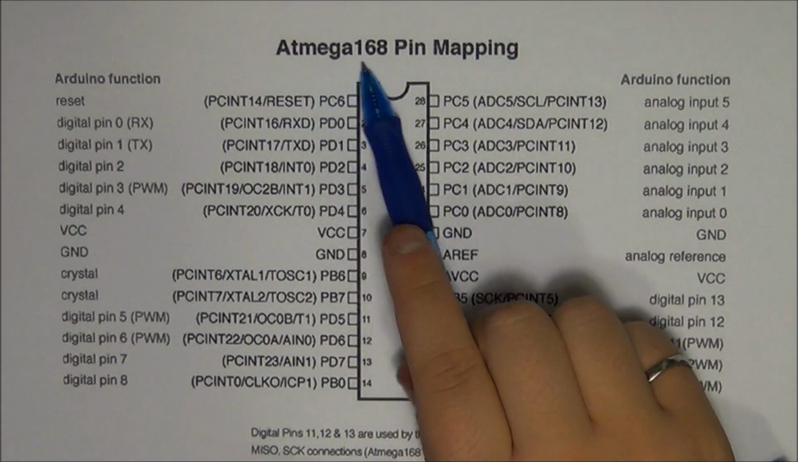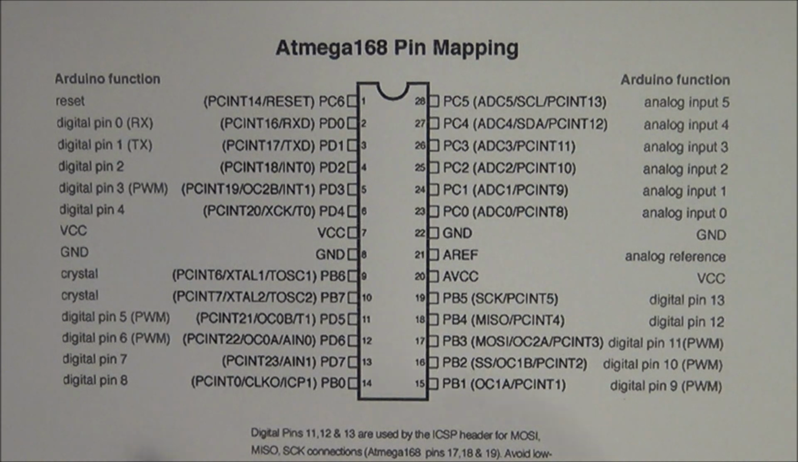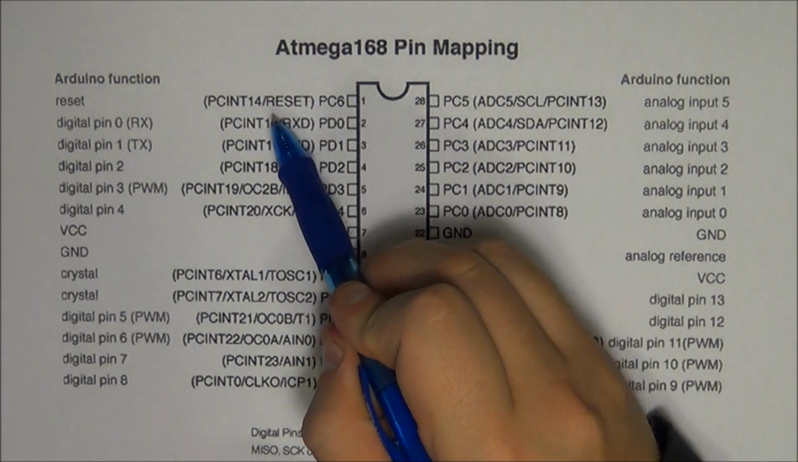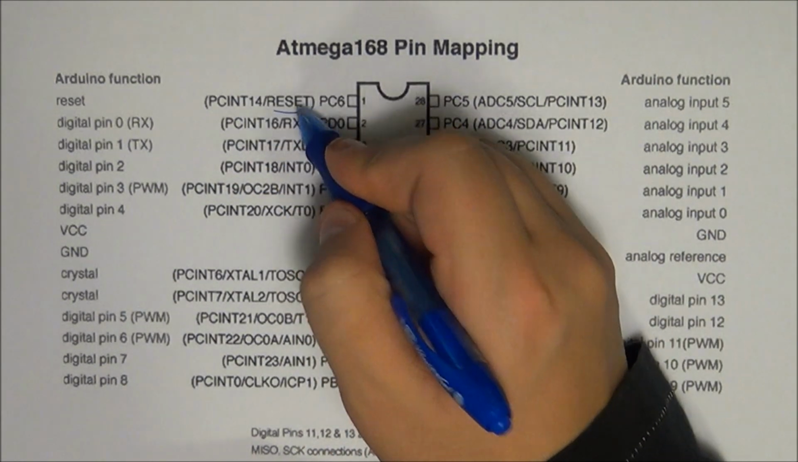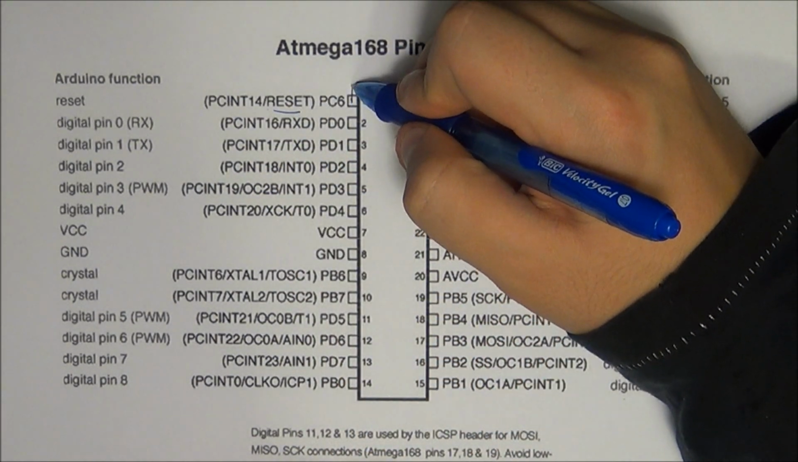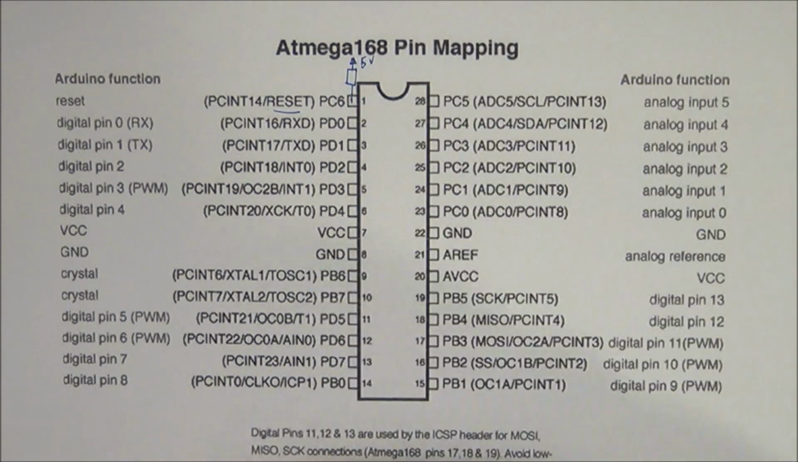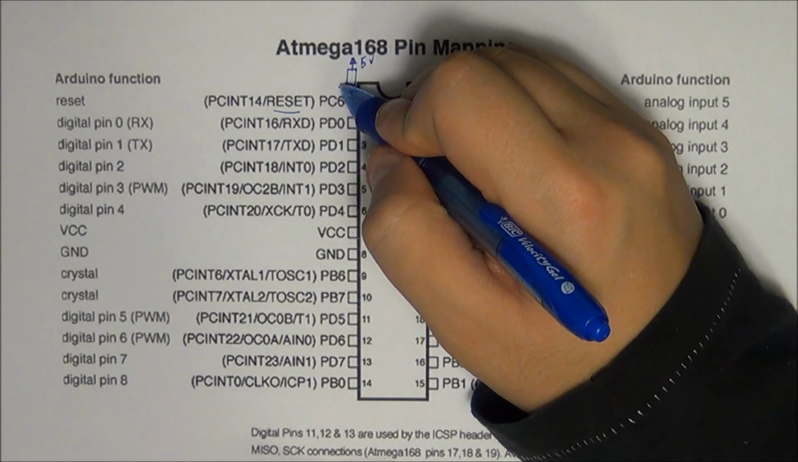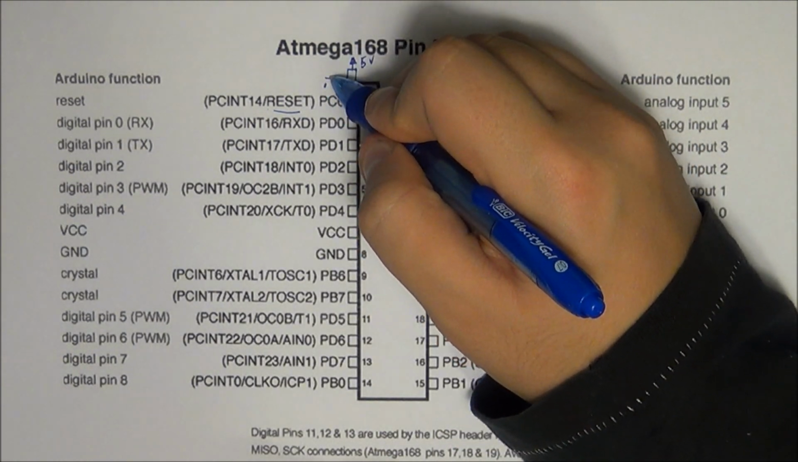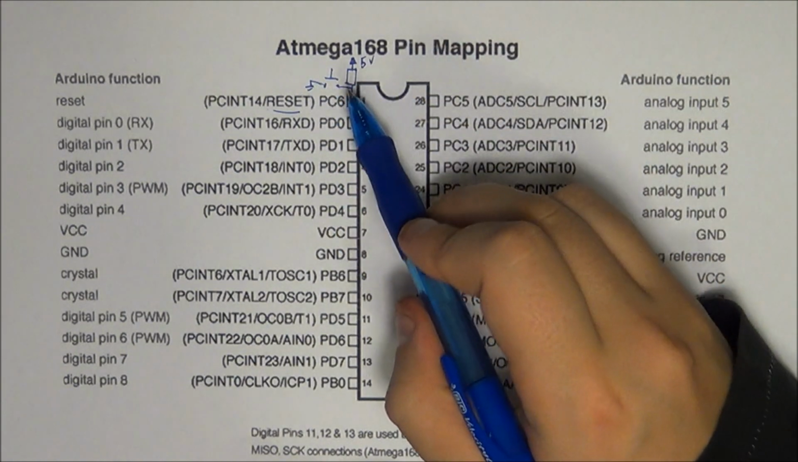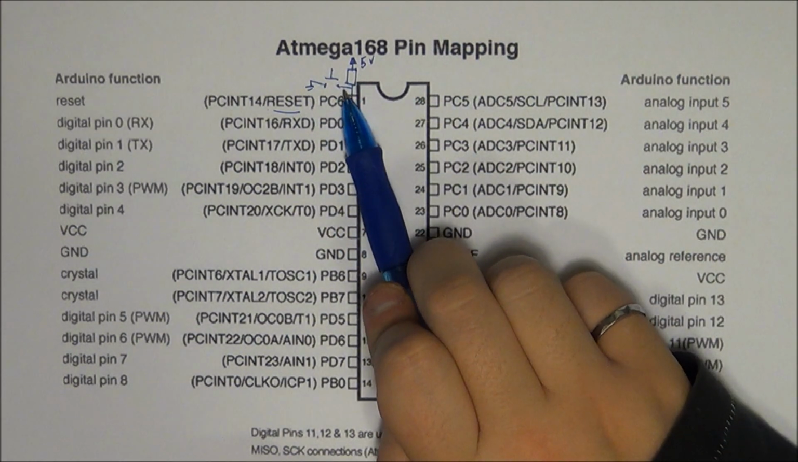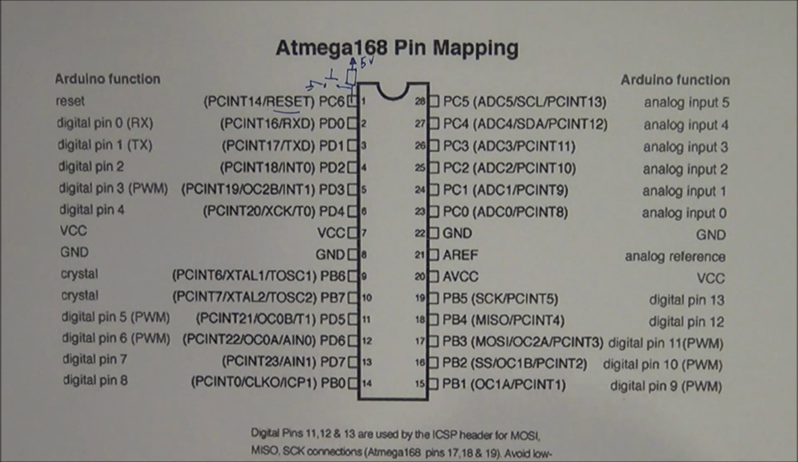Alright, so what I have here is the Atmega 168 pin mapping diagram, which is equivalent to the 328 as well. So let's take a look at what we actually need for the Arduino to function on a breadboard. First of all, over here you have the reset pin. This is where we're going to pull it up to 5 volts to avoid resetting, and we're going to include a push button to the ground. So if we want to reset the whole circuit, we're just going to press the push button.